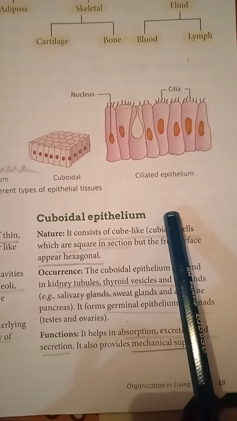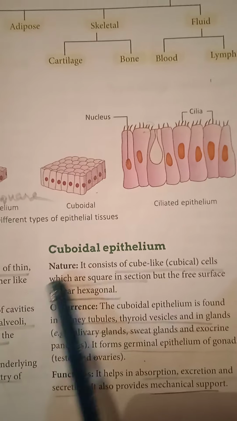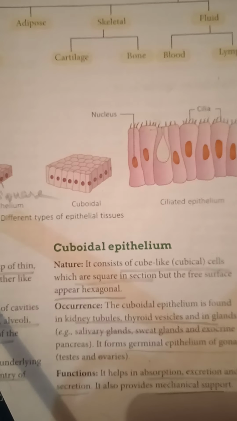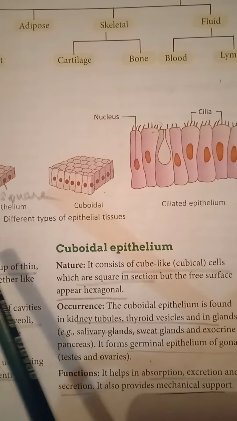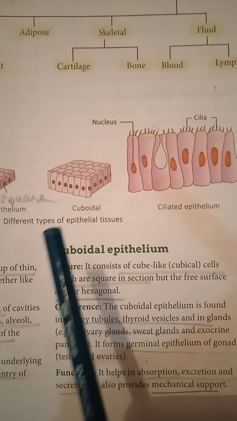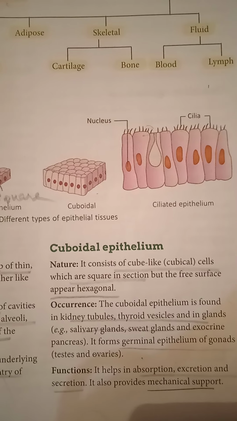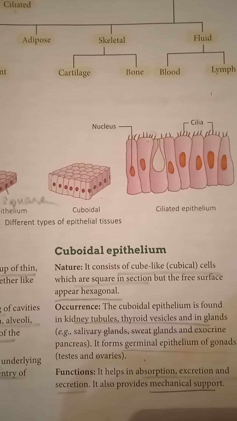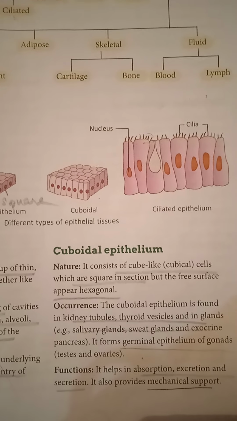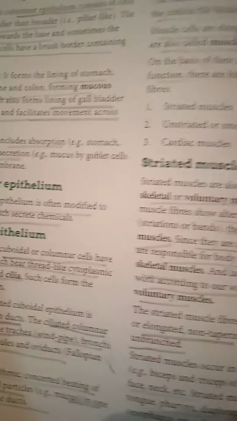Now, cuboidal tissues, as you can see here in this figure. They have a cube-like shape, square in section, with a free surface, and they are hexagonal in shape. They are found in the kidney, thyroid vesicles, salivary glands, sweat glands, and exocrine glands, and their function is absorption, excretion, and secretion, and they provide mechanical support.